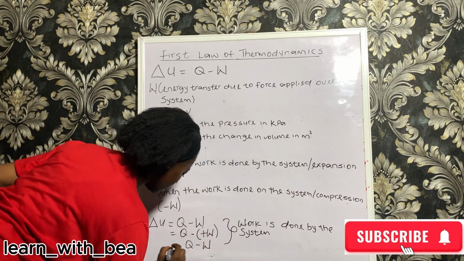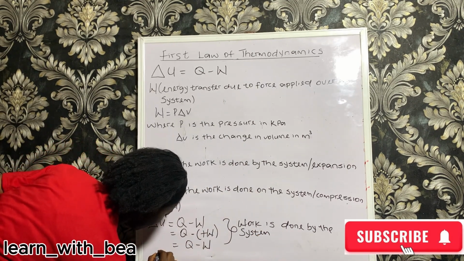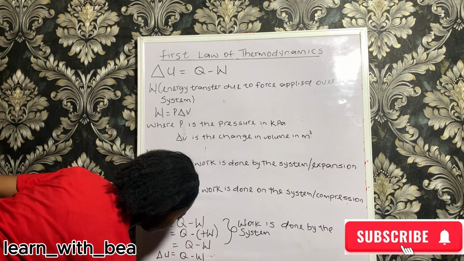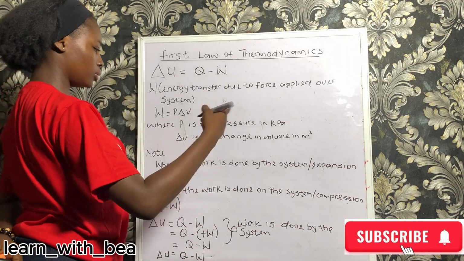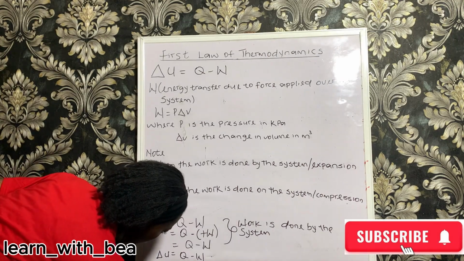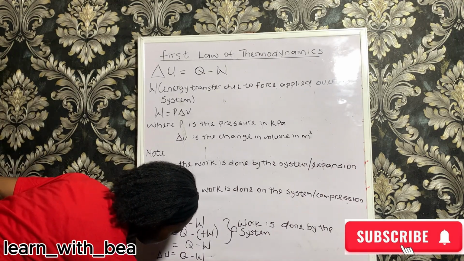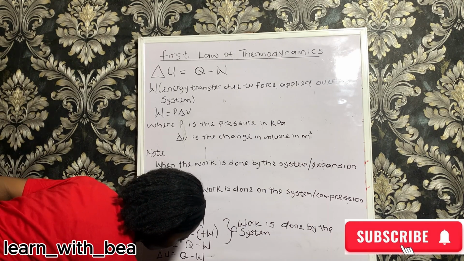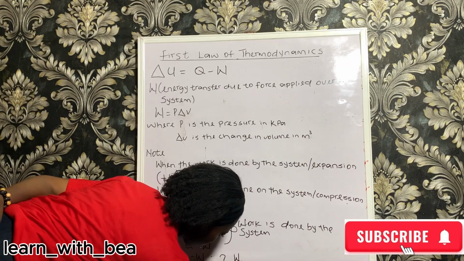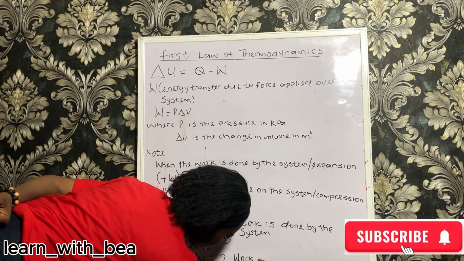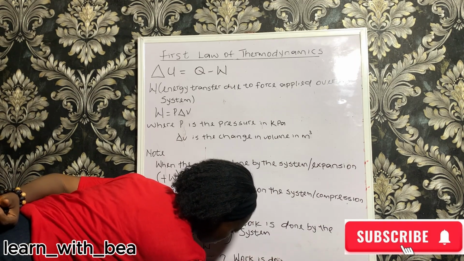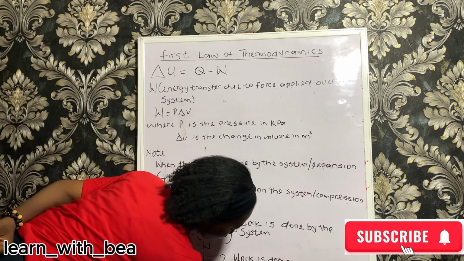But when we have delta U, which is our normal formula, Q minus W, and when the work is done on the system, which causes compression, then we would have Q minus minus W, which will give us Q plus W. So this is when work is done on the system.